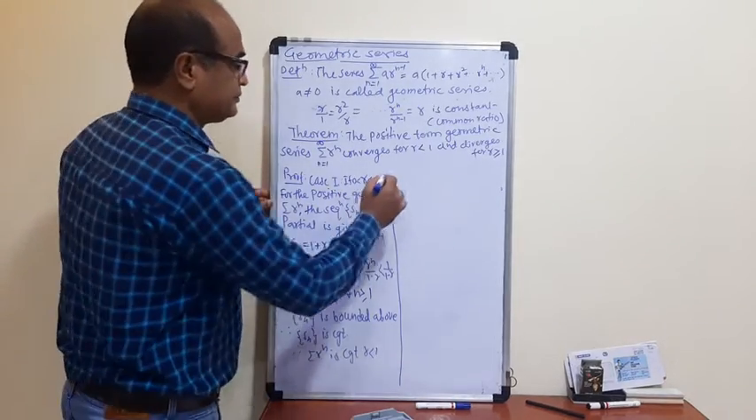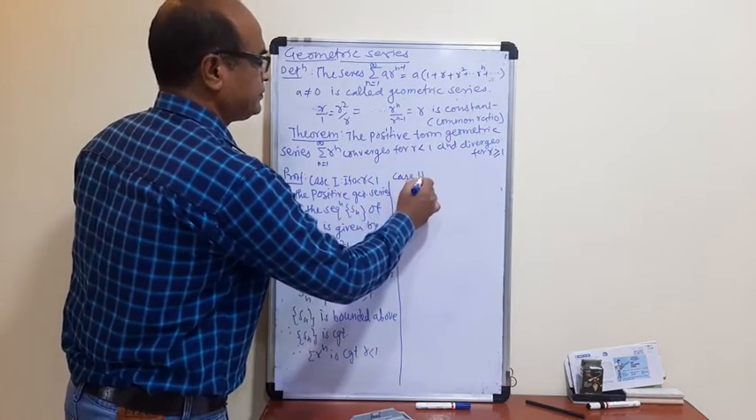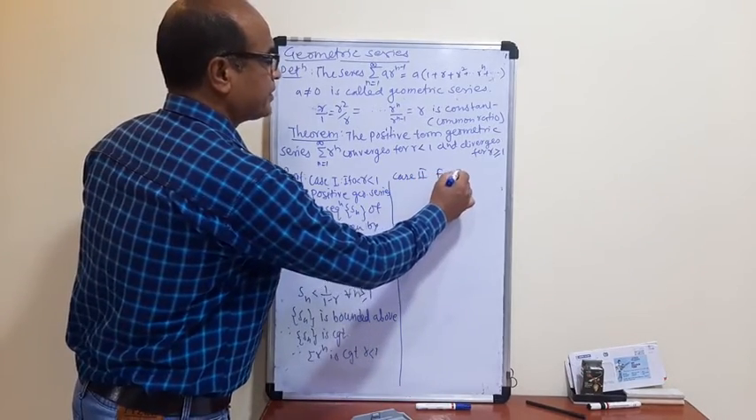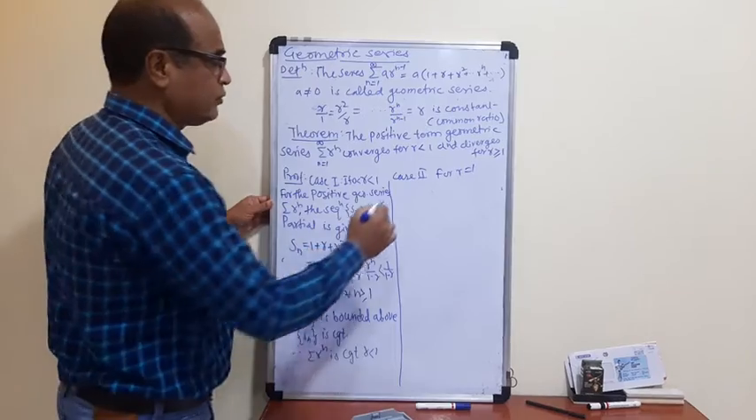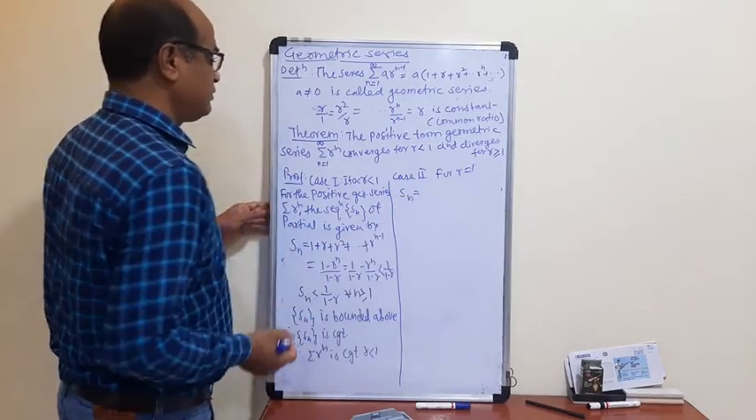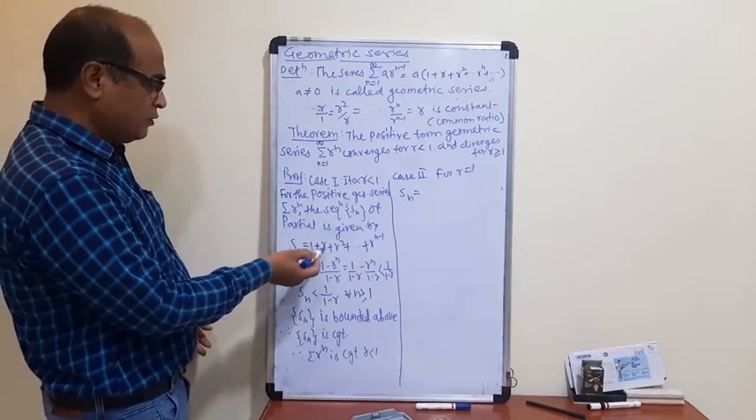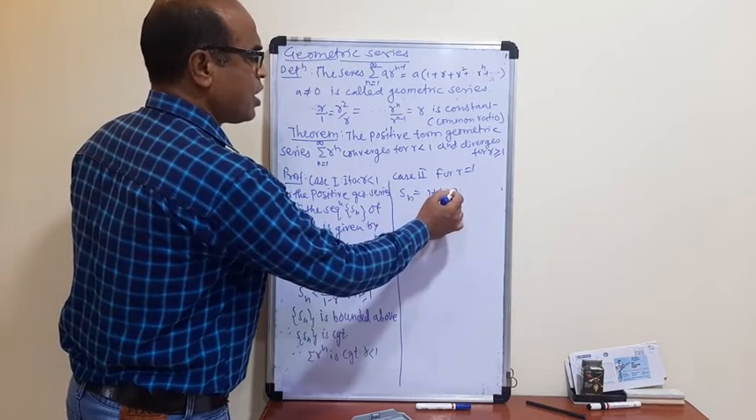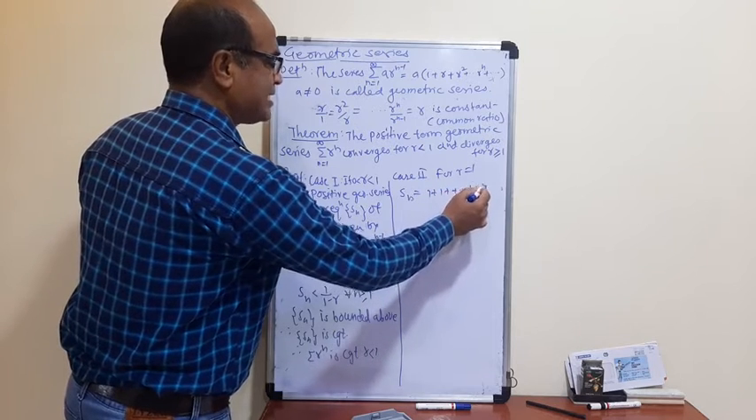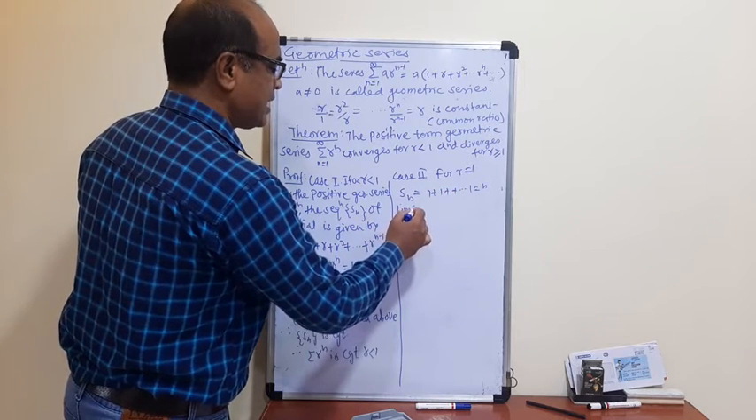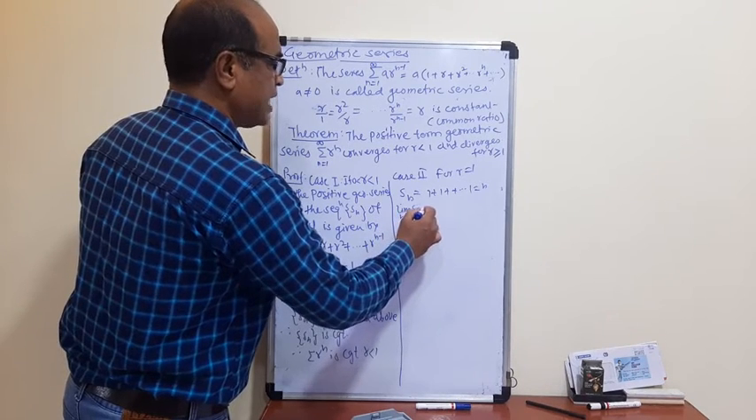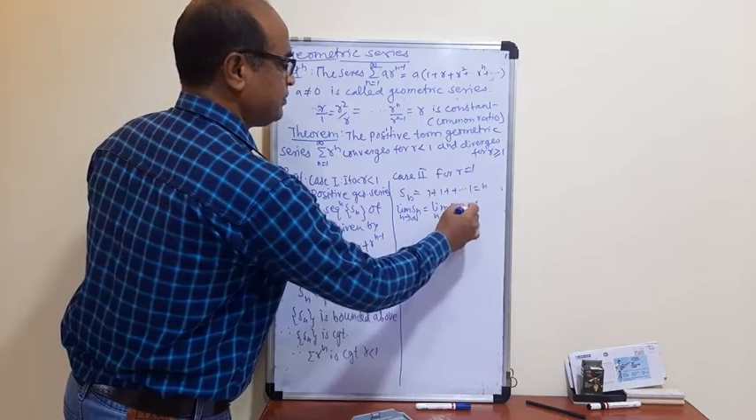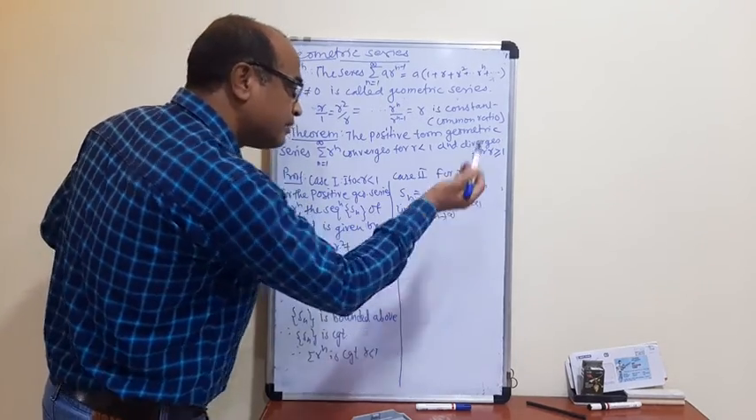What is case 2? Case 2 is for R equal to 1. Then what is Sn? Put R equal to 1. Sn is 1 plus 1 plus 1 and so on, n times. So this is n. So the limit of Sn as n tends to infinity is the limit of n as n tends to infinity, which is infinity.